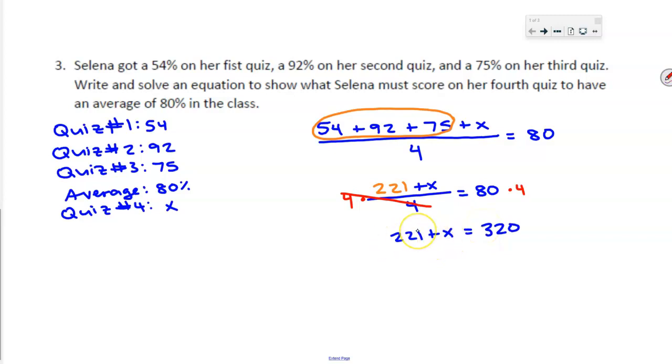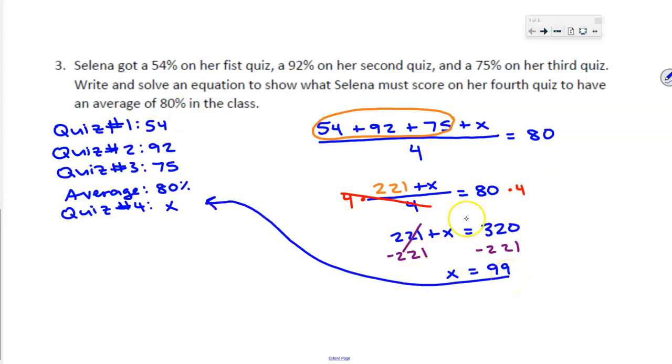X plus 221 can be undone by simply subtracting 221 and doing the same thing to the other side. That leaves me with X, which is equal to 99. In order for Selena to have an average of 80% in the class, her fourth quiz score must be a 99%.